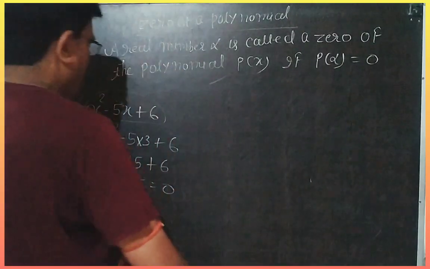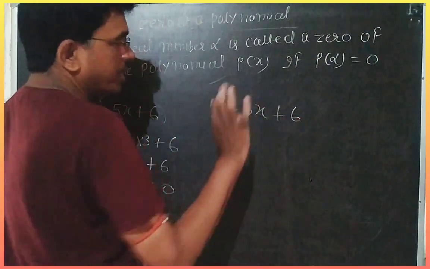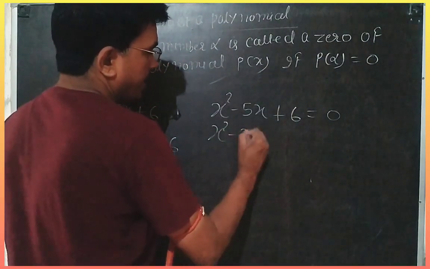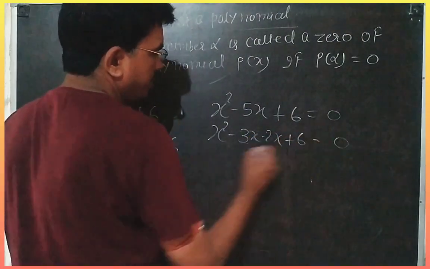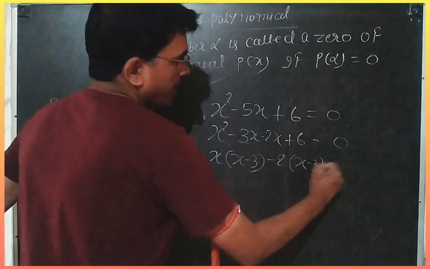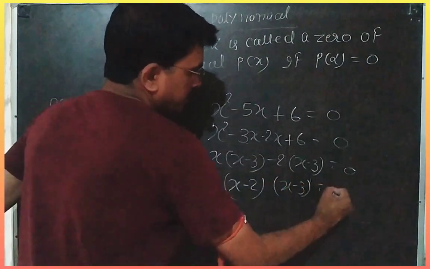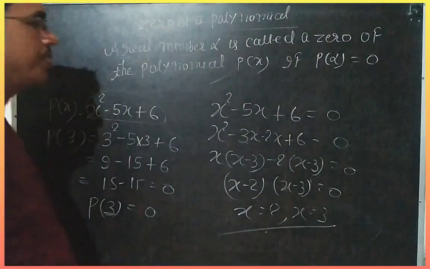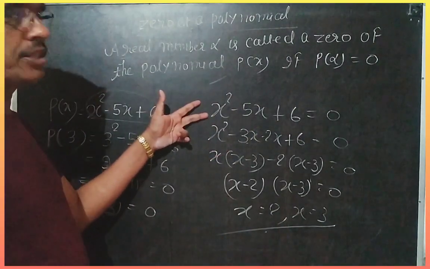So dear student, if your question is x squared minus 5x plus 6, what are the zeros of this polynomial? You write it equal to 0, and if we factorize it, it is x squared minus 3x minus 2x plus 6 equal to 0. Taking x common, it is x minus 3, taking minus 2 common, it is x minus 3. So x minus 2 times x minus 3 is equal to 0, so x is equal to 2 and x is equal to 3. So the zeros of this polynomial are 2 and 3. There are 2 zeros because the polynomial is quadratic.